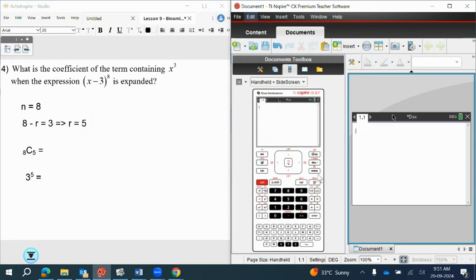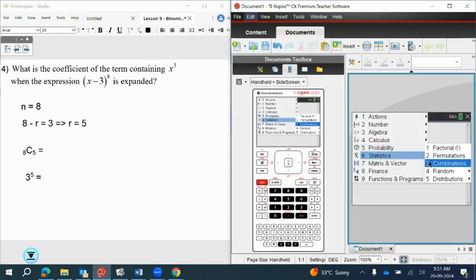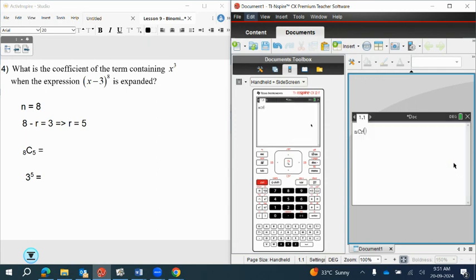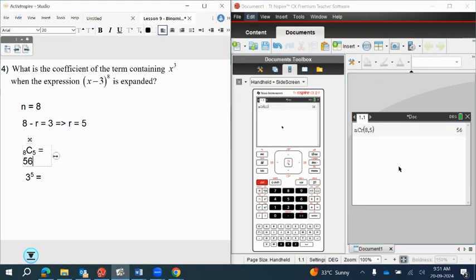On the calculator, press menu, probability, and then number 3, combinations. To put it into the calculator, we're using the function and passing it the parameters. You need to pass it 8, 5. If we type in 8, 5 and press enter, we're going to get 56.